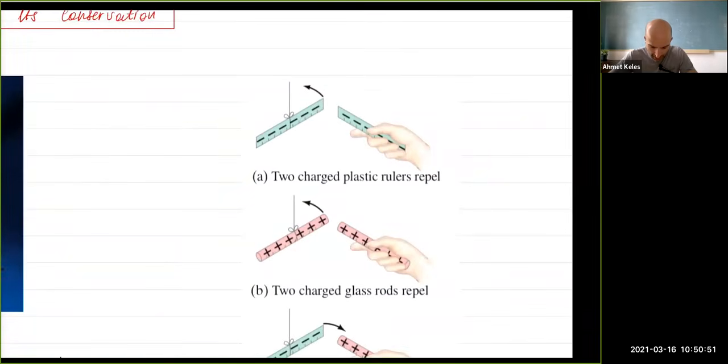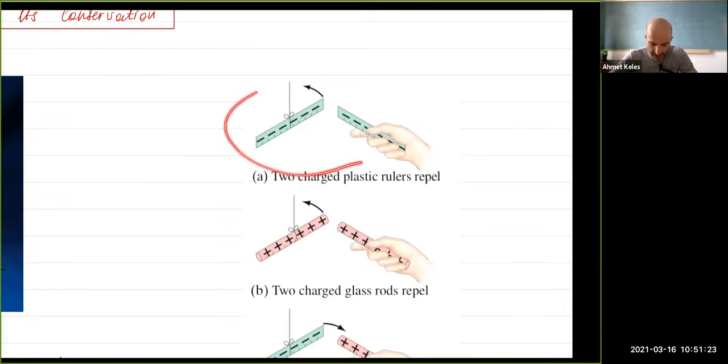So we can say one plastic comb is hung like this. We rub it in wool and then hang it. Another plastic comb is here, and we can bring one close to the other and see how they react, right? So if this is a plastic comb, and this is a plastic comb, and they come closer after rubbing, if you do this, you will see that they repel each other.